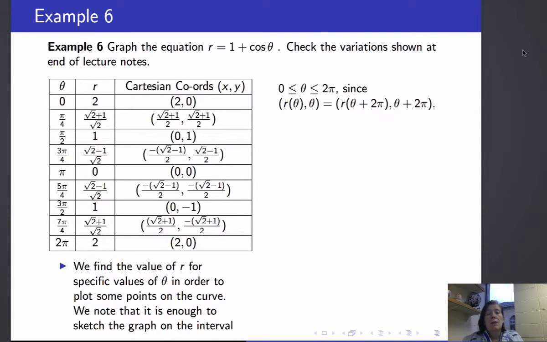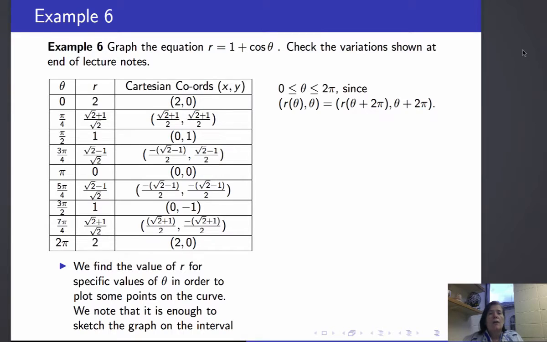And again, we pick a few values for theta, and we figure out the corresponding r value, and we plot the resulting points. In this case, we're going to solve for the Cartesian coordinates first, and then plot the points using the Cartesian coordinates. And we pick the angles 0, pi over 4, pi over 2, 3 pi over 4, pi, 5 pi over 4, 3 pi over 2, 7 pi over 4, and 2 pi. So we increase the angle by pi over 4 as we sweep around from 0 to 2 pi.